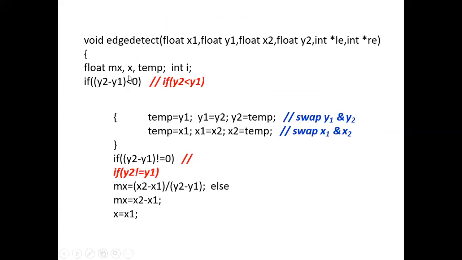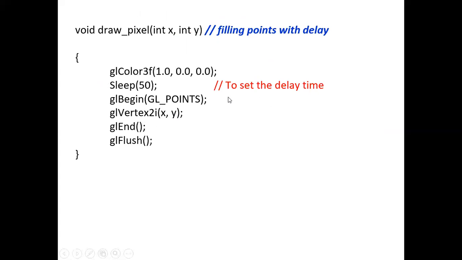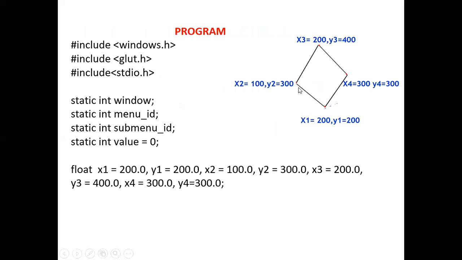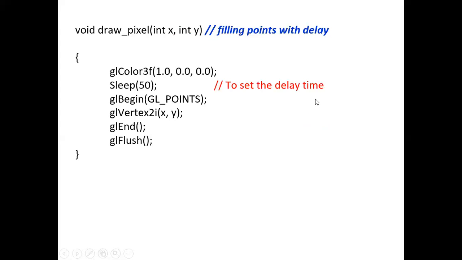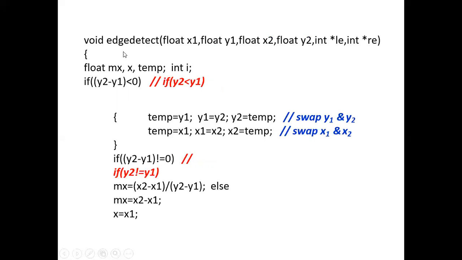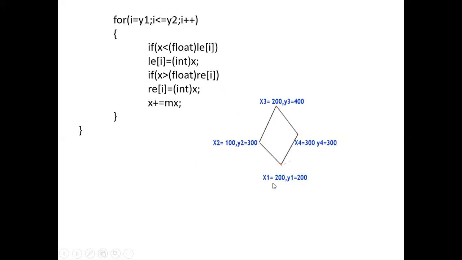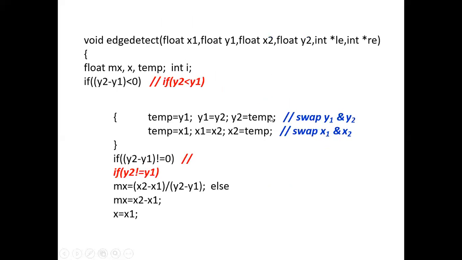Next, coming to the next function. The next function is to detect the edge. We have the polygon here, and the polygon moves from left edge to right edge. So we have to detect the intersection points. That is why I'm taking one function which is called edge detect. Edge detect x1 y1 x2 y2. From the first point, x1 y1, to the next point x2 y2, I have to detect the edge. And I have to detect my left end point and right end point.